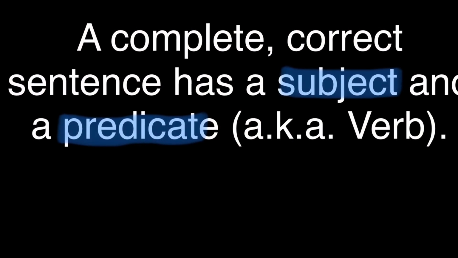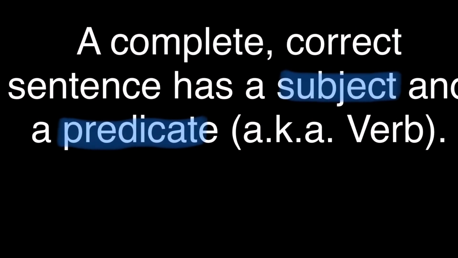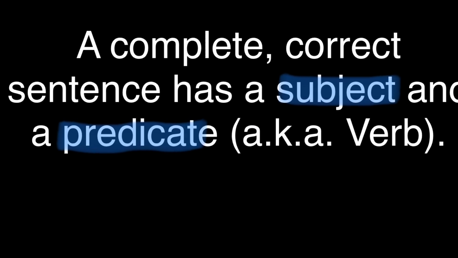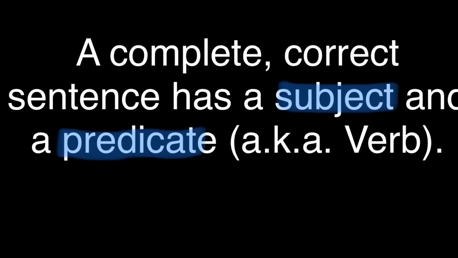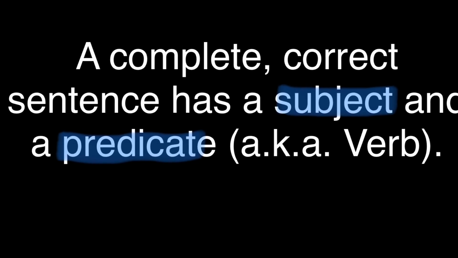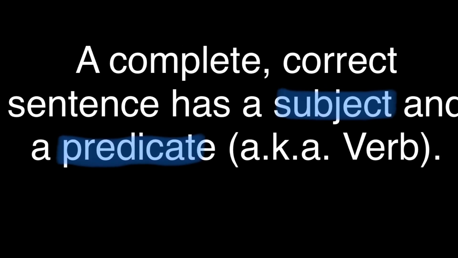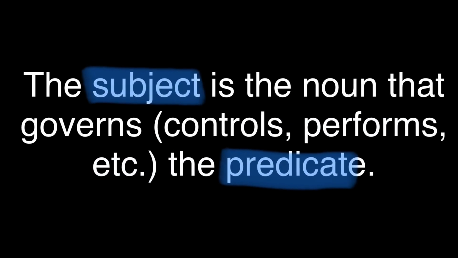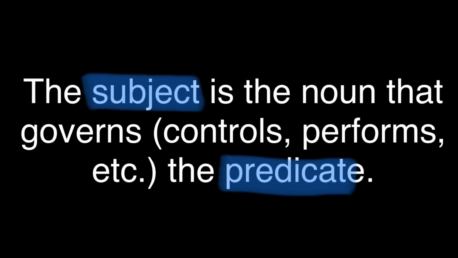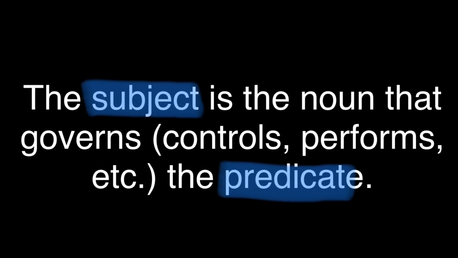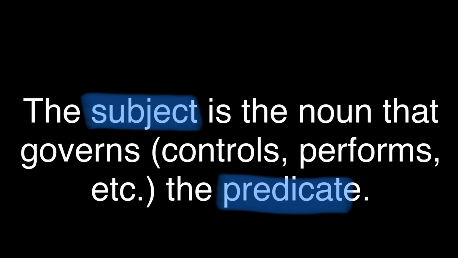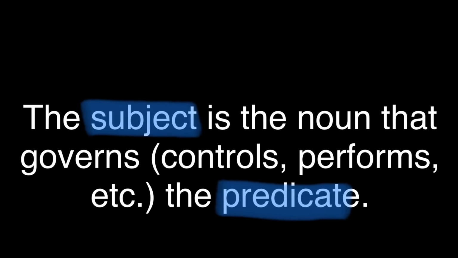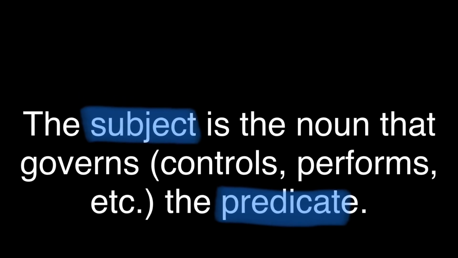Number 1, a complete, correct sentence has a subject and a predicate. A predicate is essentially another word for a verb, so it has a subject and a verb which is doing an action. The subject is the noun, or the person, place, thing, or idea that governs, controls, performs the predicate or the verb. Essentially, it is the thing that is doing the action of the sentence.